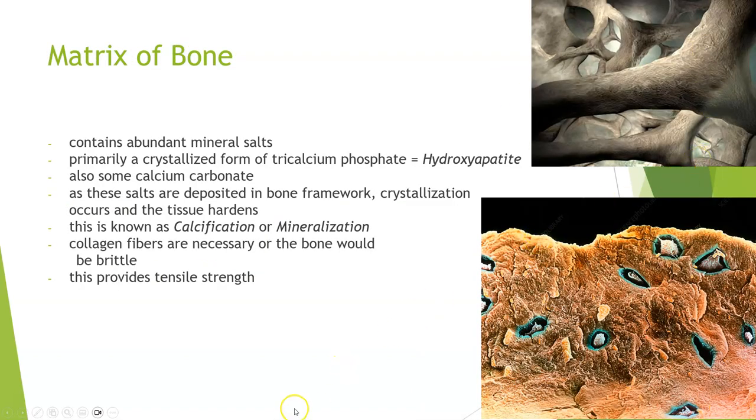So as I said, osteoblasts create the matrix, so our collagen within the matrix. Because of that, we say that they create the matrix. It contains abundant mineral salts. The matrix has lots of minerals in it. It is primarily made of a crystallized form of something called tricalcium phosphate, known as hydroxyapatite.